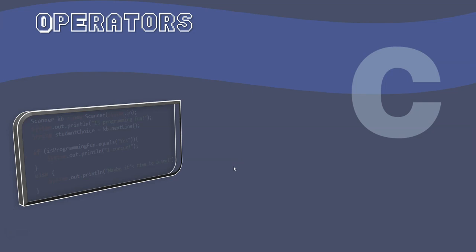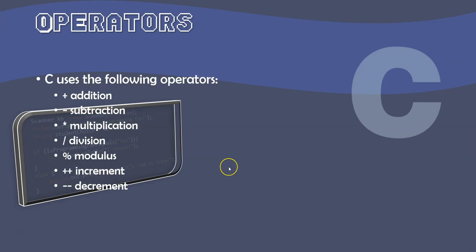Now, what about the different operators that we have in C? Well, C has the following operators, which are everything that we are very familiar with already. We have addition, subtraction, multiplication, division, modulus, incrementers, decrementers. Again, all things that we're very familiar with, so these aren't anything too new.